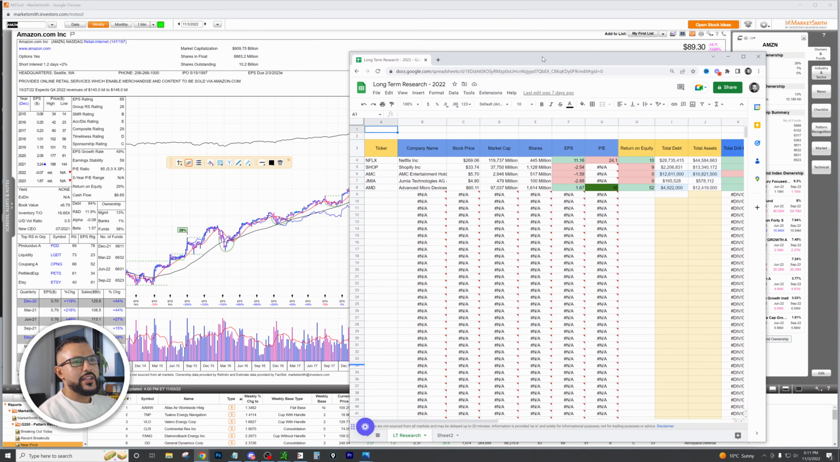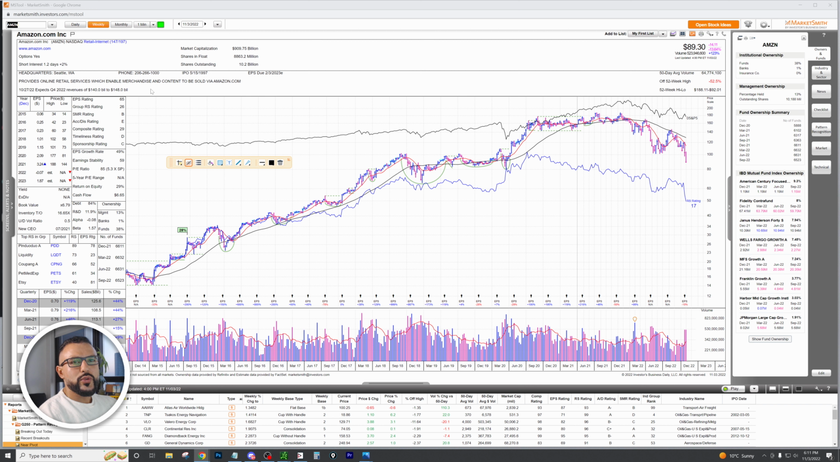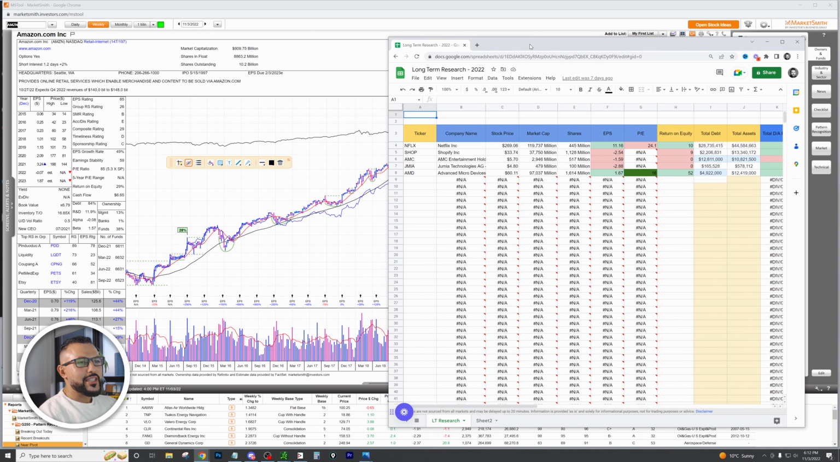We got our handy dandy Excel sheet. We have Yahoo, Finviz, and of course we have MarketSmith, the best tool to use. You can see it even gives us the cup and handle patterns and the breakouts. It's actually pretty unique software, man. It always impresses me every single time I open a new ticker on here. Okay, so let's get started.